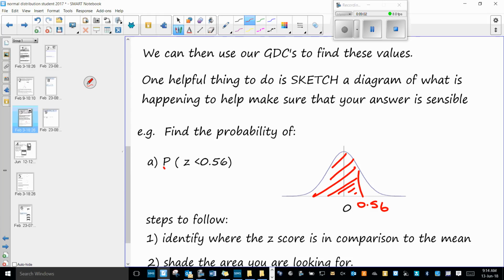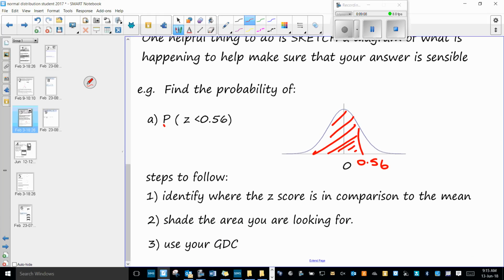You're happy with that? Okay, so identify where the z-score is in comparison to the mean. We did that. Shade the area you're looking for. Check. And we're now going to use the GDC.